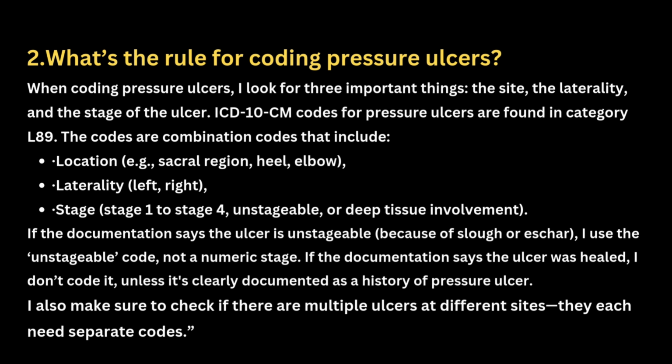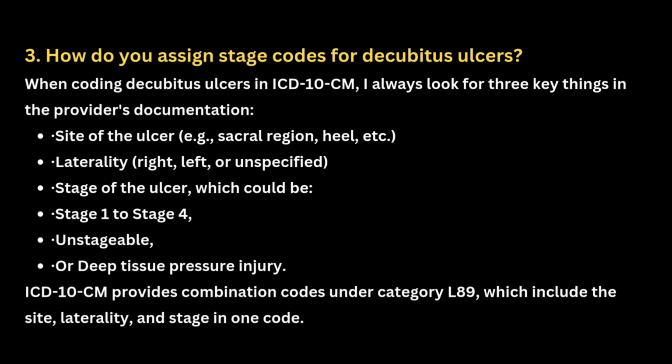Second question, what is the rule for coding pressure ulcer? Whenever we are coding pressure ulcer, we should look for three important things, that is site, laterality and the stage. Site means the location, laterality is right or left, and stage indicates stage 1, stage 2, stage 3, stage 4, unstageable and unspecified. So these are the important things necessary while coding pressure ulcer.